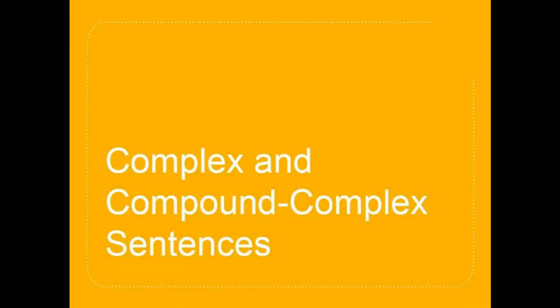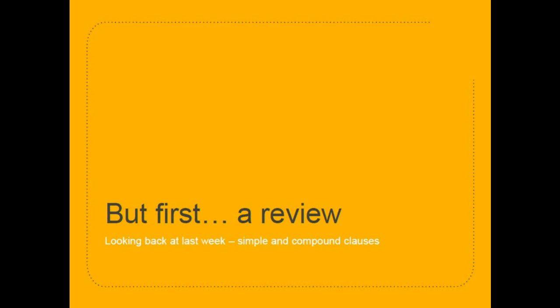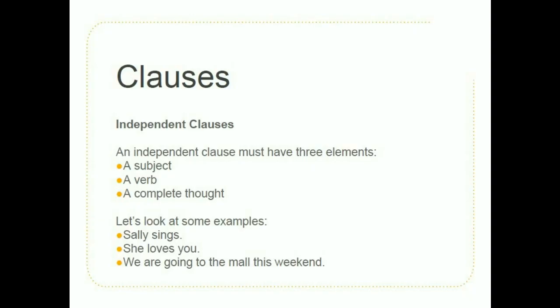We'll first begin with a review. This is going to look back to a lesson we have done previously about simple and compound clauses. In a previous lesson, we looked at independent clauses. An independent clause must have 3 things. It must have a subject, a verb, and a complete thought.